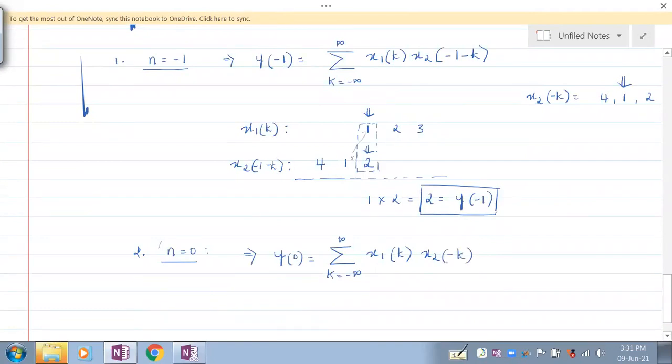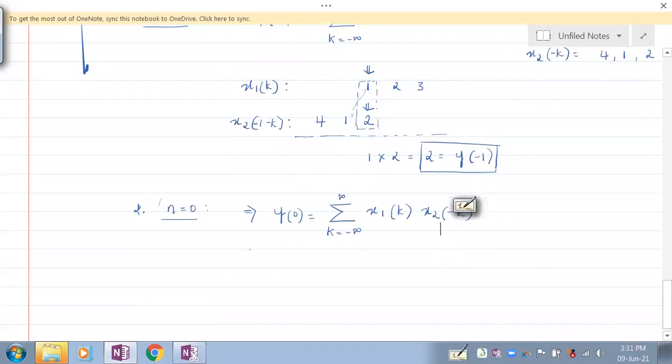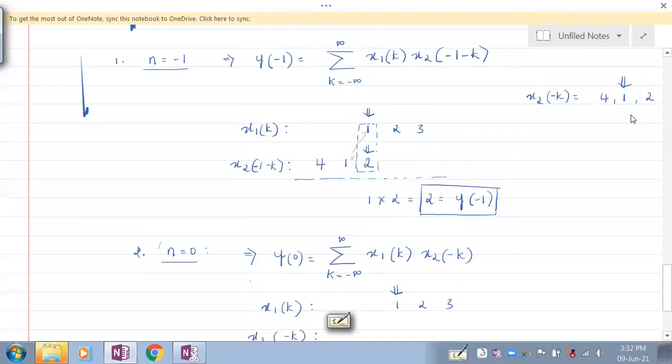So let's write the sequence in which the players are standing in a line in a cricket ground. Okay, so that's 1, 2, 3. So this being the 0th sample, first person to handshake. Okay, so this is x2 of minus k. What is x2 of minus k? Here, x2 of minus k is this.